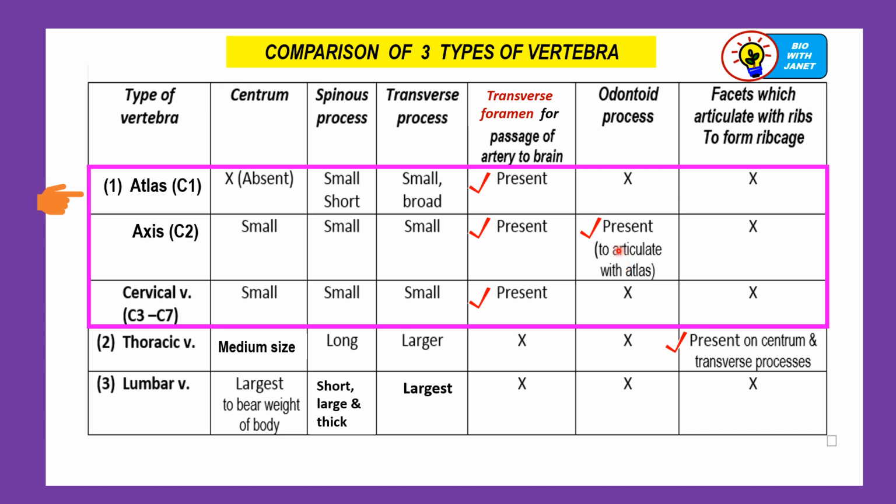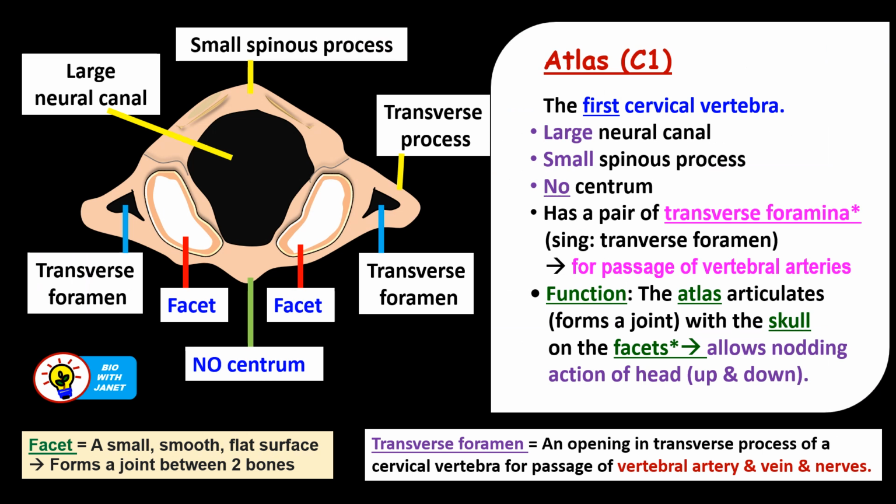Okay, so now we're going to look at all these cervical vertebrae in more detail. Right, so this is the first cervical vertebrae or vertebra called the atlas. Okay, the first cervical vertebra, large neural canal. So we have to know all the characteristics of this vertebra, and you have to be able to recognize it. But don't worry, as we go along, you will become more used to the shape and be able to remember the shape.